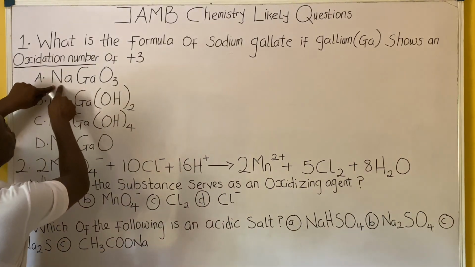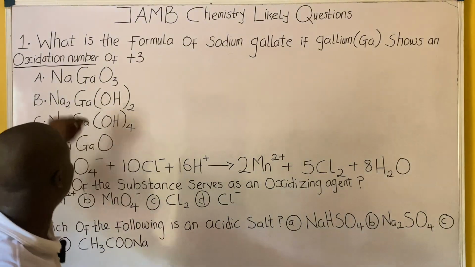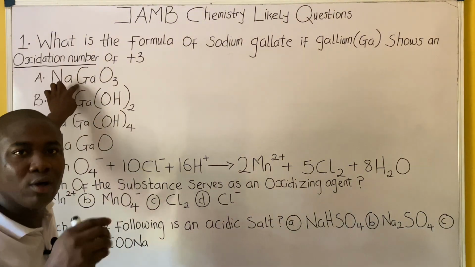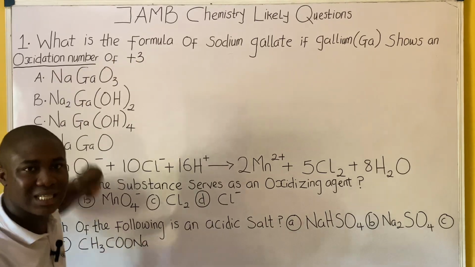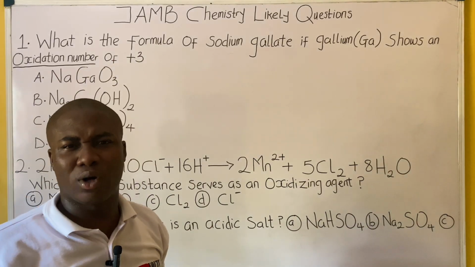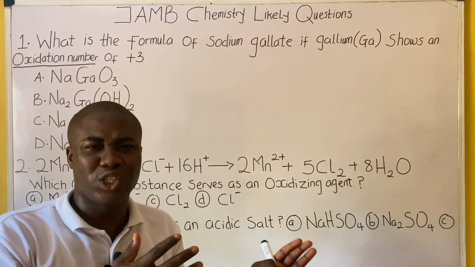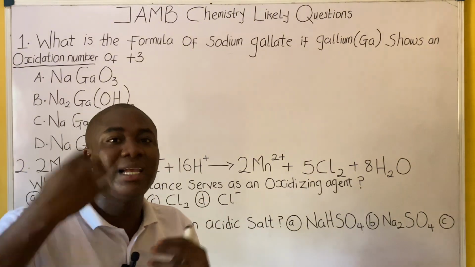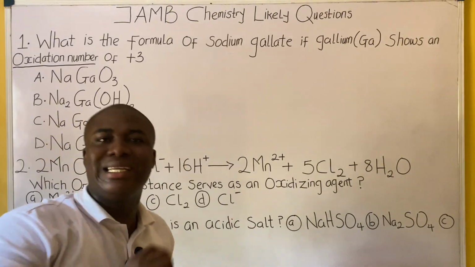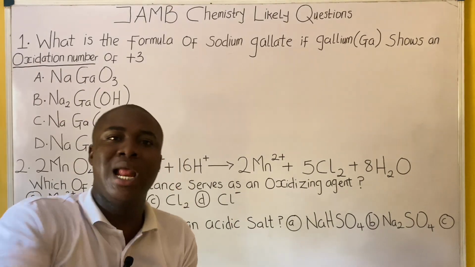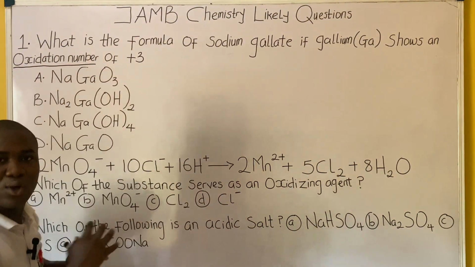Like sodium is one part of this compound. It has its own oxidation number. Gallium, Ga, is another part of this compound. It has its own oxidation number. And lastly, oxygen has its own oxidation number as well. So all elements have their respective oxidation number. So what I want to learn here is how to determine this oxidation number in these elements, how to calculate this oxidation number of these elements in all of these options.